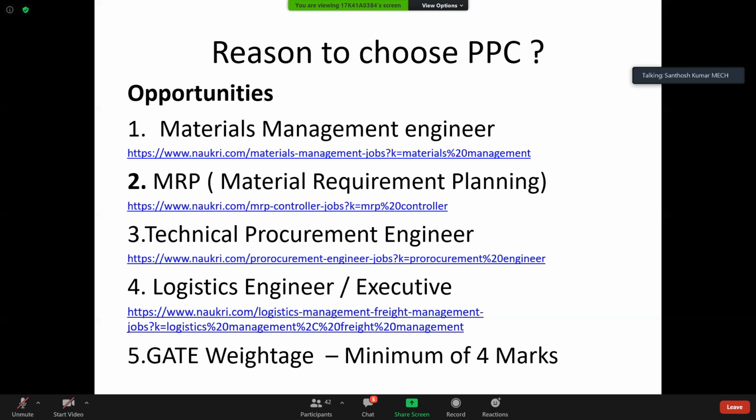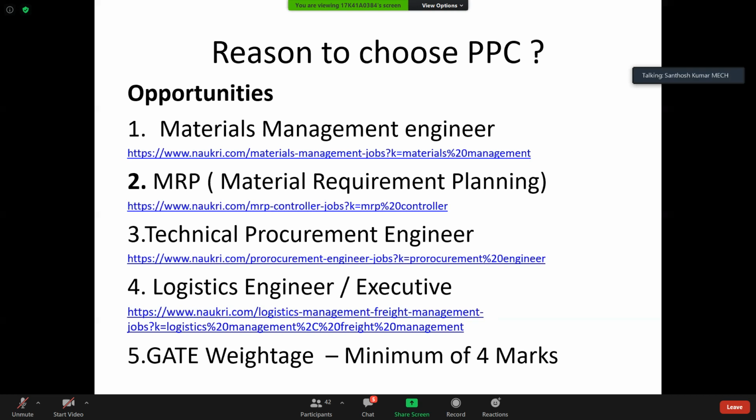Why should we study PPC for higher education? GATE weightage is around 4 to 6 marks. Every year, as per my previous analysis, most of the time they ask questions from inventory, scheduling or line balancing, and MRP problems. So these are the 4 to 5 questions we can expect. This is around 40% theory and 60% problems, but very simple.